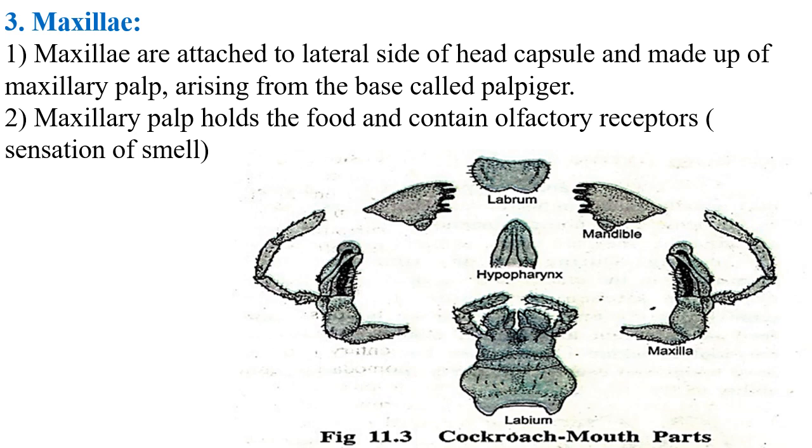As you can see in the diagram, a pair of maxillae is present. Now these maxillae are attached to the lateral side of the head capsule and they are made up of maxillary palps, the elongated structures arising from the base, and that base is called the palpifer. Now maxillary palps hold the food and they contain olfactory receptors that are used for the sensation of smell. So this animal can hold the food material with the help of maxillae and slowly put that into the mouth. Along with that, it will have a sensation of smell also.